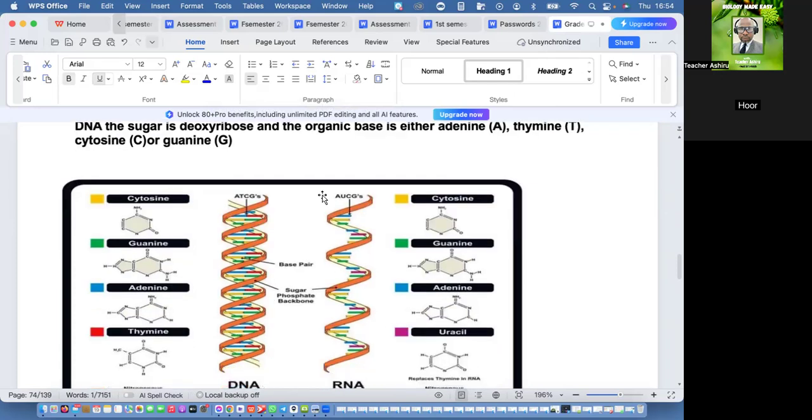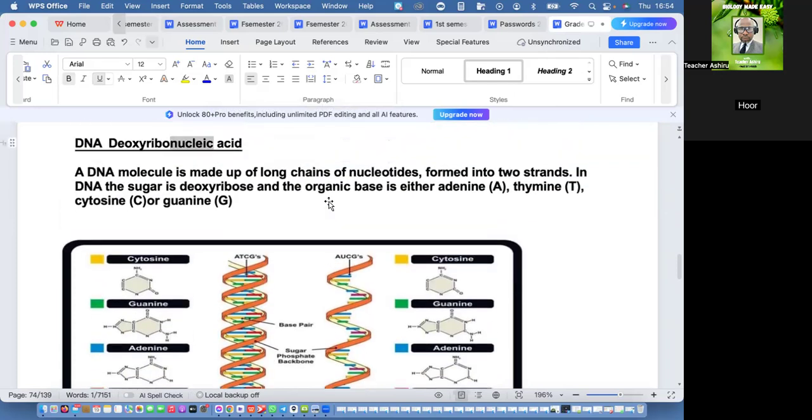Okay. Now, aside from that, the smallest breakdown, just like I say, the smallest monomer of carbohydrate is glucose. The smallest monomer of protein is amino acid. The smallest monomer of lipids are fatty acid and glycerol. The smallest monomer of DNA or nucleic acid is what? Nucleotides. Nucleotides are the smallest unit.